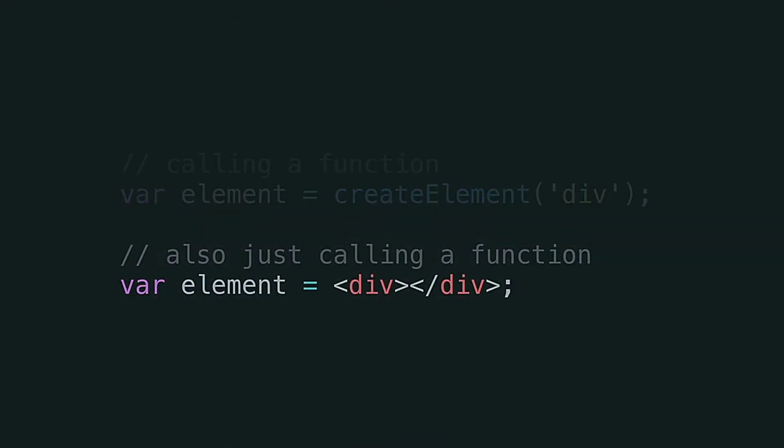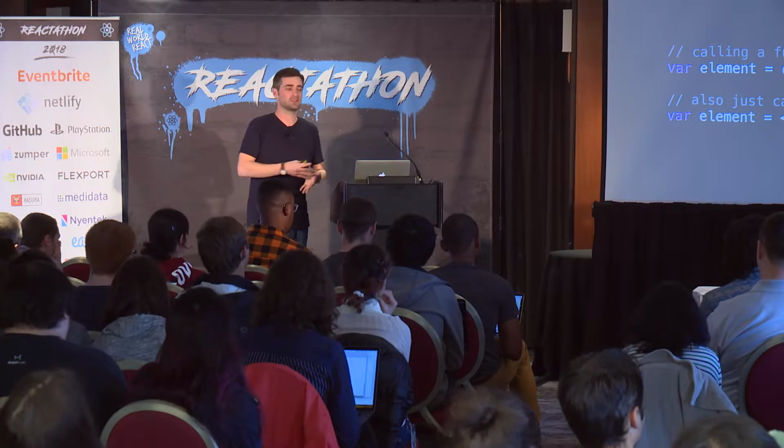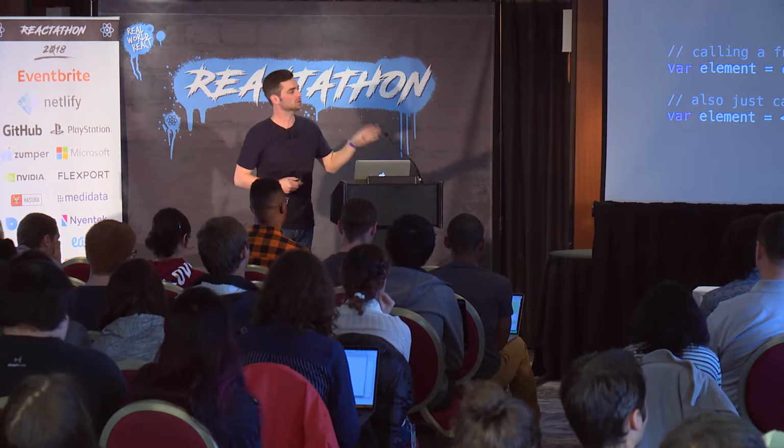With JSX, you could write this exact same thing just like that. So we've got a div, an open tag and a closing tag, and that's it. This is a JSX element, the most simple JSX element in the world. So these two things are entirely equivalent. But because JavaScript itself doesn't actually support JSX, we have to use a custom compiler. And the two most popular are going to be Babel and TypeScript.